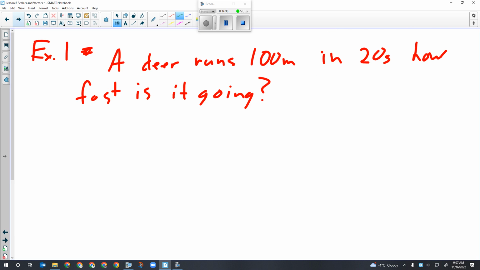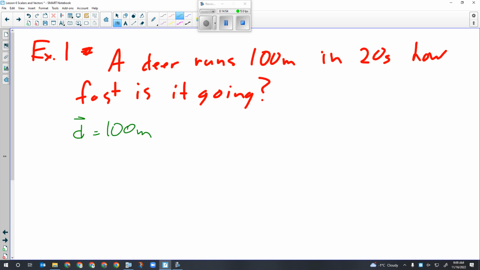These are a couple of easy ones, way easier than the one we just did. Give this one a try. All right, so as always, guys, we just want to write down what we're given. Runs 100 meters. Was that a distance or a displacement? It's a distance. They don't tell me the direction.